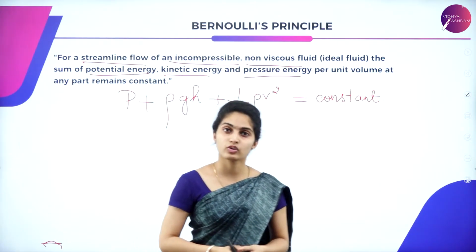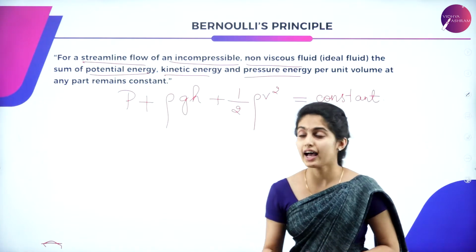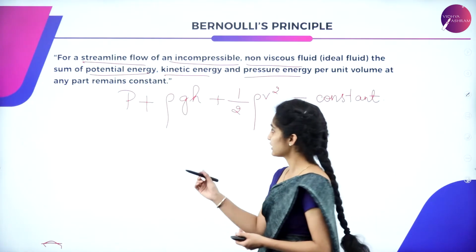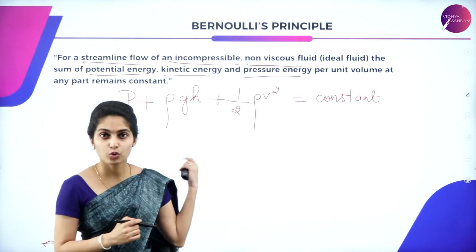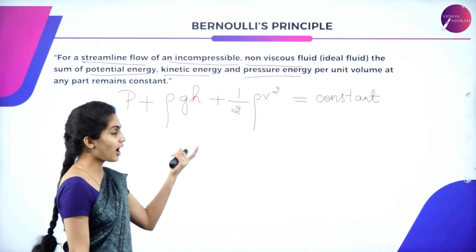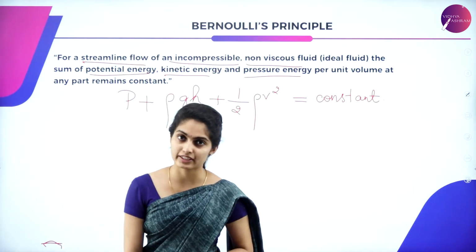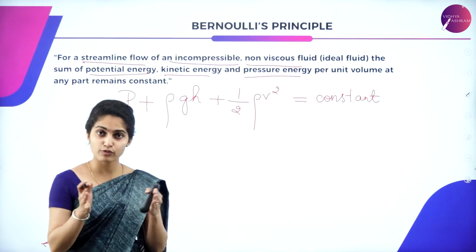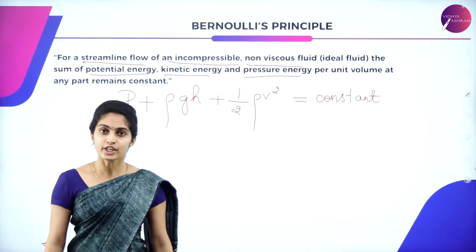This is the Bernoulli's principle, its statement and its equation: P is the pressure energy, rho gh is the potential energy and half rho v squared is the kinetic energy. The sum of all these three energies is constant.